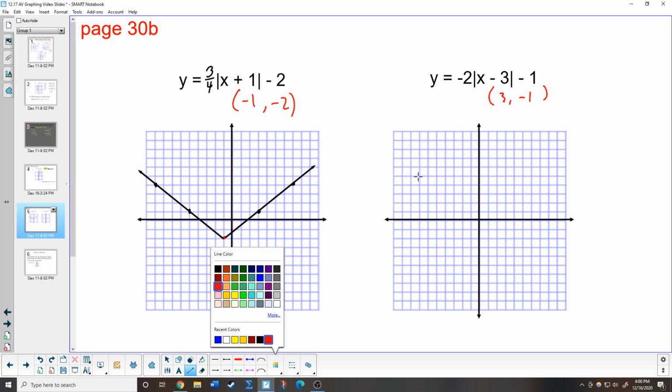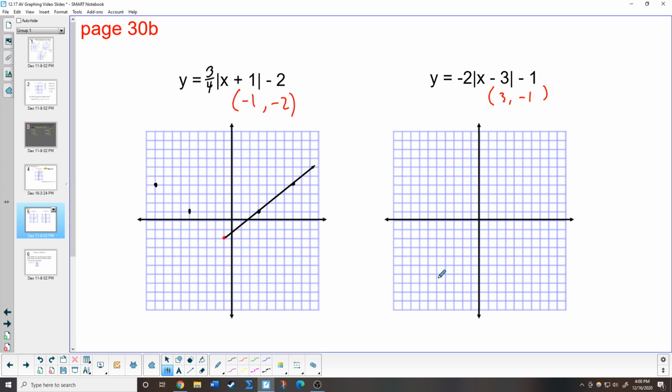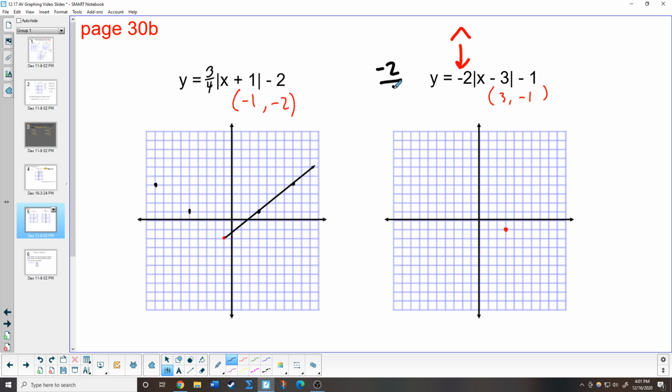This one, we're going to start by graphing our vertex. 1, 2, 3, down 1. Yeah, we'll go with this. 3 and down 1, there you go. And then we are going to decide, does this open up or down? And because it is a negative, it's going to open down. All right, so we're going to go ahead and go down 2 and over 1. So here we go, down 1.